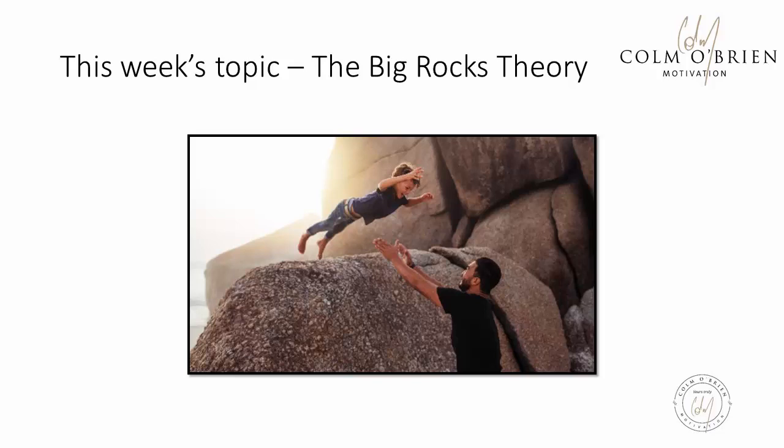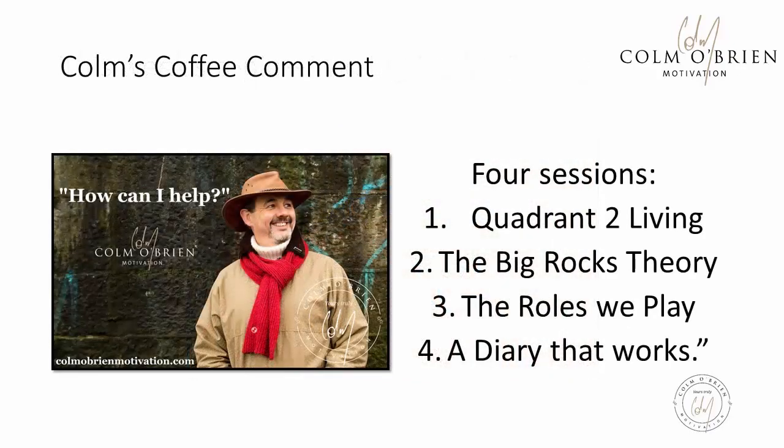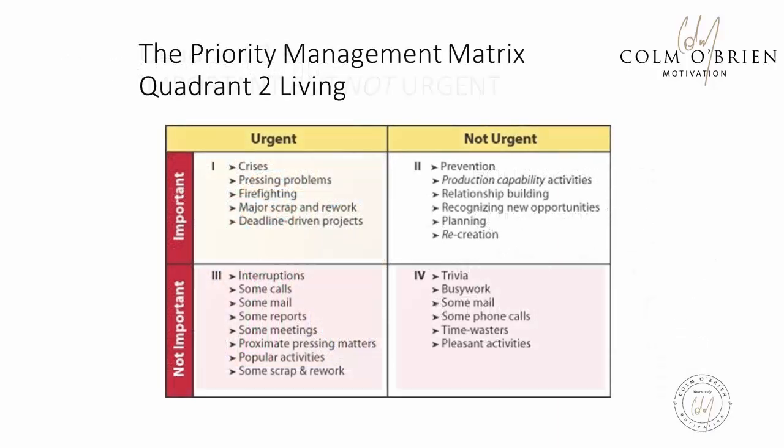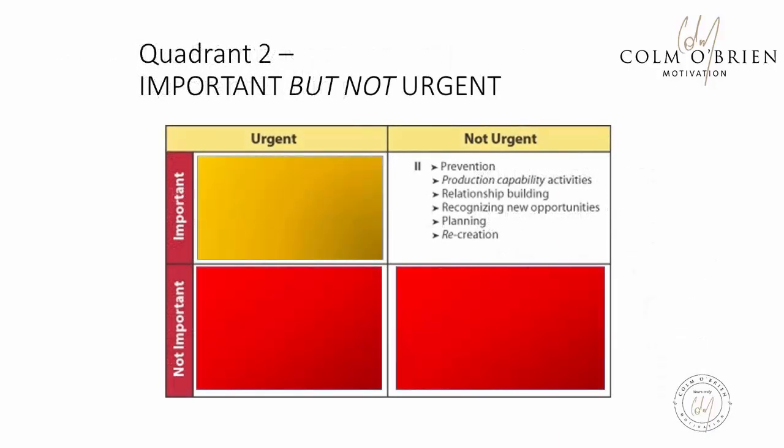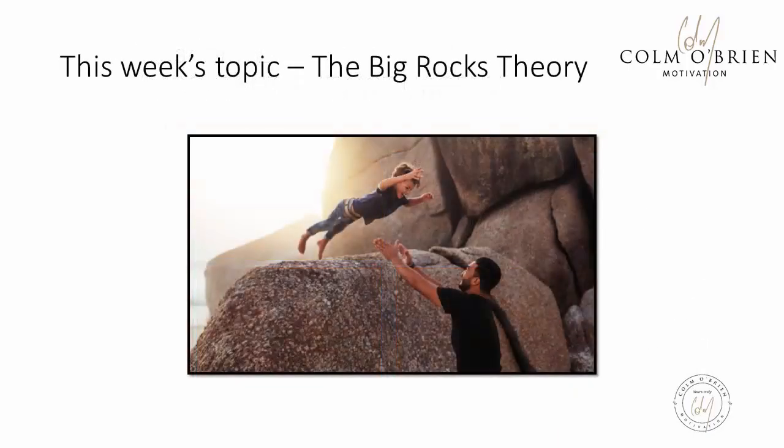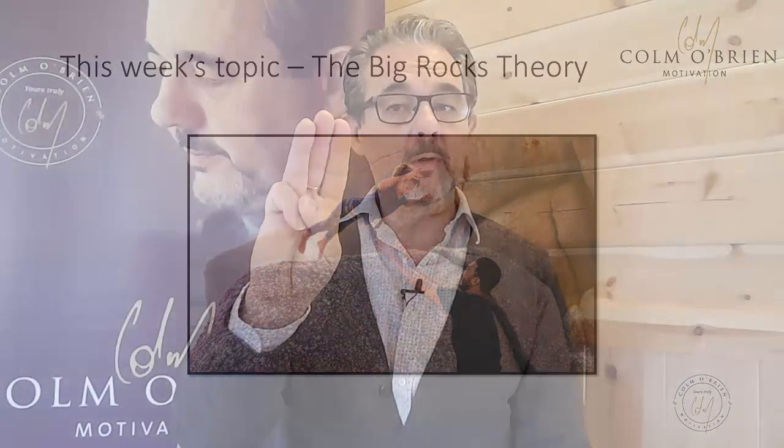Today I'm talking about the second in a four-part series that I put together to help you live a more effective life. Last week we looked at the priority management matrix and in particular quadrant 2 living. Today we're going to look at the big rocks theory. I'm going to talk to you about that in a moment. Next week, if you come back, we'll look at the roles that you and I play in our lives, and the week after that I'm going to give you a calendar that actually works to deliver on all of the above. So, the big rocks theory, some of you may have heard of it in the past.